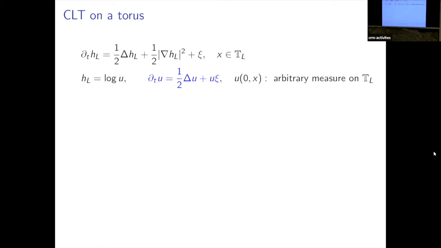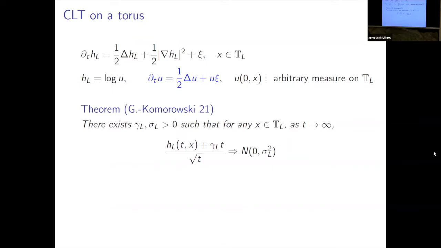So I start my SHE, my stochastic equation, from an arbitrary measure on the torus. Okay, so here's the first main result. On the fixed torus, L is fixed. I can find two positive constants, which I call gamma and sigma, such that if I look at any fixed point on the torus, I have this central limit theorem. This surface has an average growth speed, which is this gamma. And if I center the surface and do this square root t scaling, I get a Gaussian fluctuation.